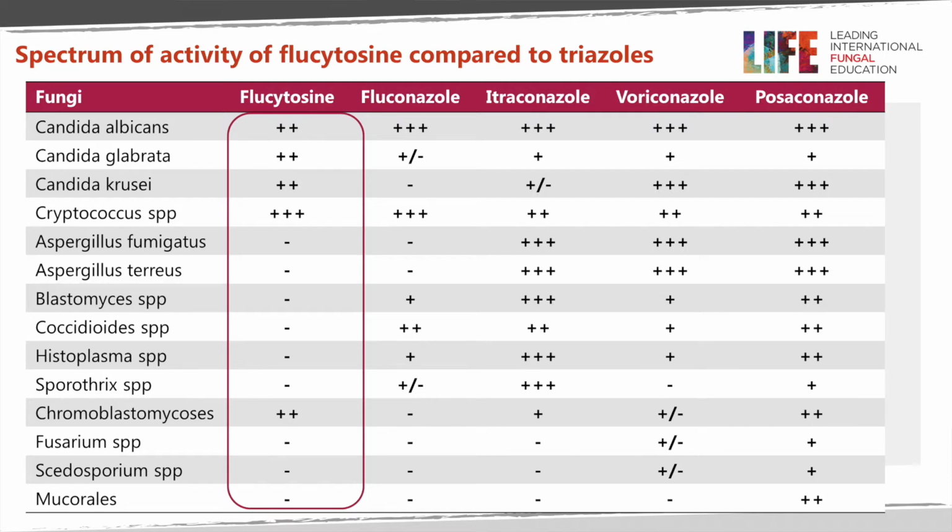In this table, we have tried to compare the spectrum of activity of flucytosine with the triazoles. And you can see clearly that flucytosine has a very restricted spectrum of activity, mainly to Candida species, but significantly also to Cryptococcus species, and that is where it has gained most of its clinical use. But we also have activity against agents of chromoblastomycosis. Unlike flucytosine, the triazoles have a wider spectrum of activity, including Aspergillus, dimorphic fungi, and the other molds.